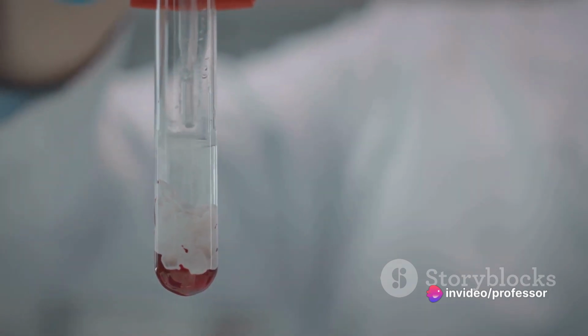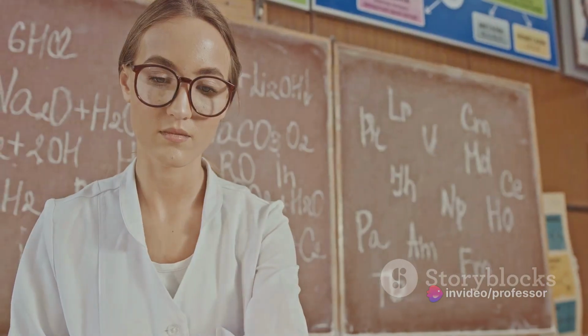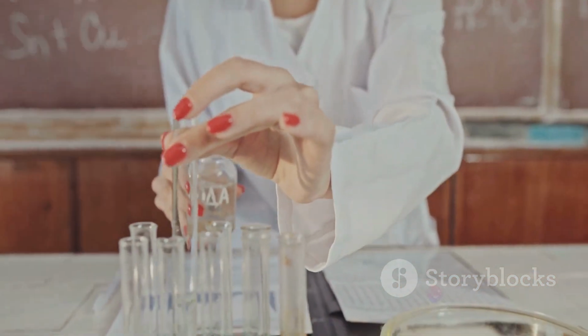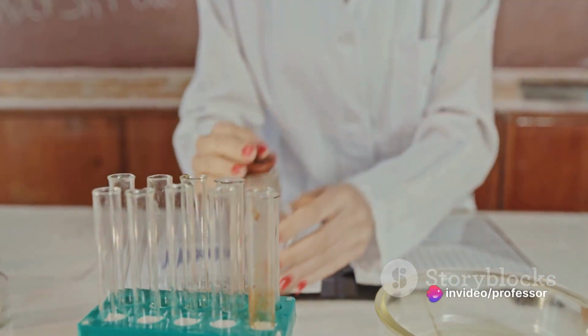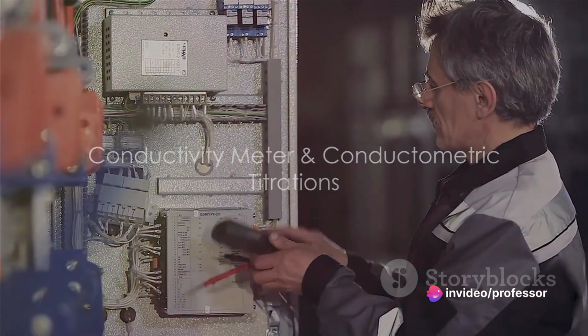It's important to note that the cell constant doesn't change with the nature of the solution or the electrodes. It remains constant for a particular cell. The cell constant, a critical component in conductometry, paves the way for our next discussion, the conductivity meter. A conductivity meter plays an essential role in conductometry.